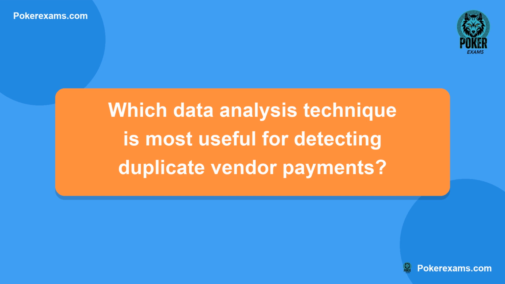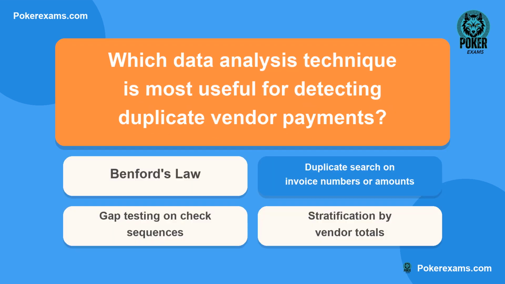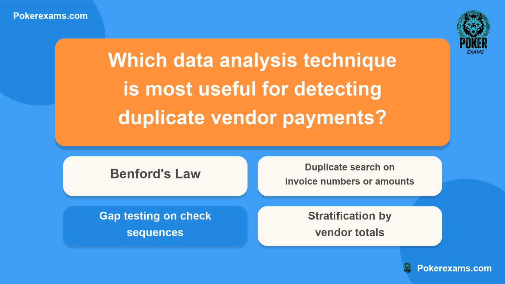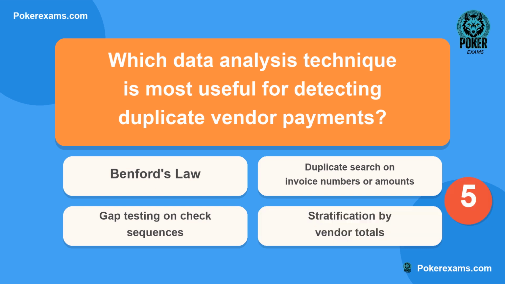Next question. Which data analysis technique is most useful for detecting duplicate vendor payments? Is it A, Benford's law? Or B, duplicate search on invoice numbers or amounts? Could it be C, gap testing on check sequences? Or lastly D, stratification by vendor totals?